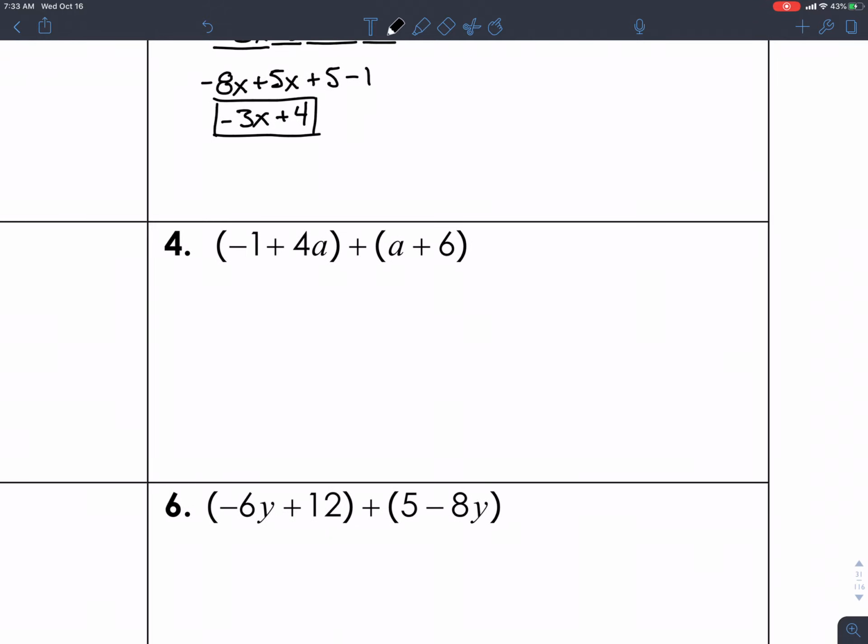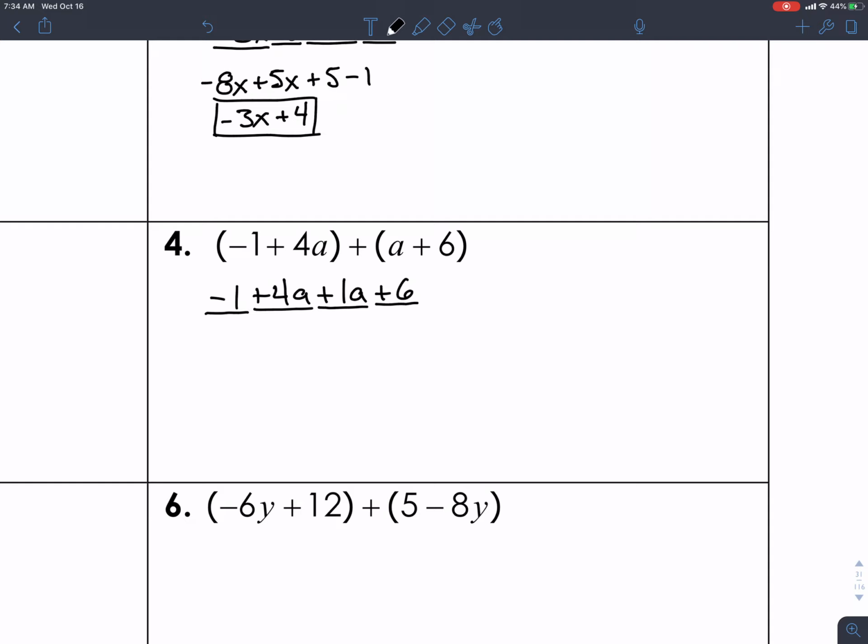Everything inside the first set of parentheses has a number and a sign, so I'm going to rewrite it, -1, positive 4a. And I'm going to combine that with an a plus 6. Well, that a doesn't have a sign or a number. If it doesn't have a sign, that means it's positive. If it doesn't have a number, it's a 1. So 1a plus 6. Now let's underline all of our terms. Every term should have a number and a sign now. -1. Some terms will have a variable, positive 4a, positive 1a, positive 6.